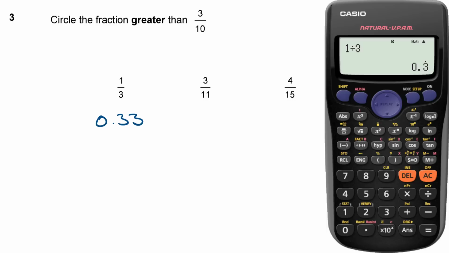Okay, next one is 3 divided by 11. 3 divided by 11, or 3/11, is 0.27 with 2 dots, which is 0.272727. Let's just write down the first 2 digits of that. The next one, 4/15. 4 divided by 15. That gives me 0.26 with a dot on the top. So that's 0.266 recurring.